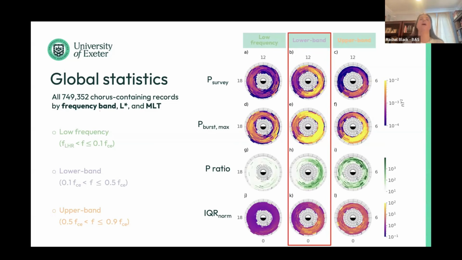We did identify lower band in over 75% of all the chorus waves identified. And additionally, they have the highest powers.